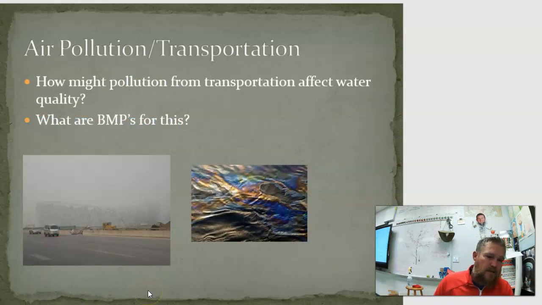Air pollution and transportation is another big urban development one. Obviously, people driving around, their cars aren't well maintained, so they're leaking oil, they're putting off exhaust. You know that if you keep them well maintained, then they won't do that. And that would be the best management practice for that in terms of transportation.